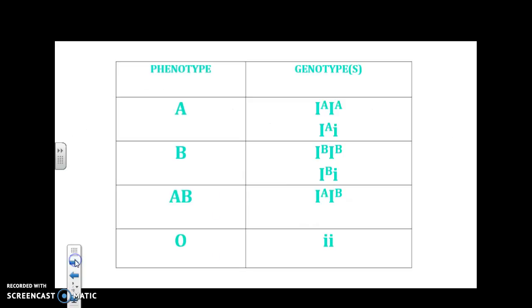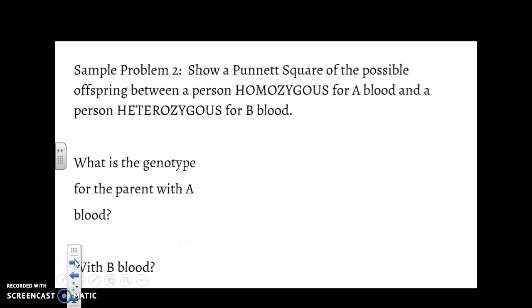All right, so hopefully you determined that for the B blood type, you would be I^B I^B or I^B little i, and the O blood type would be little i little i. All right, so let's go ahead and do some practice problems here.